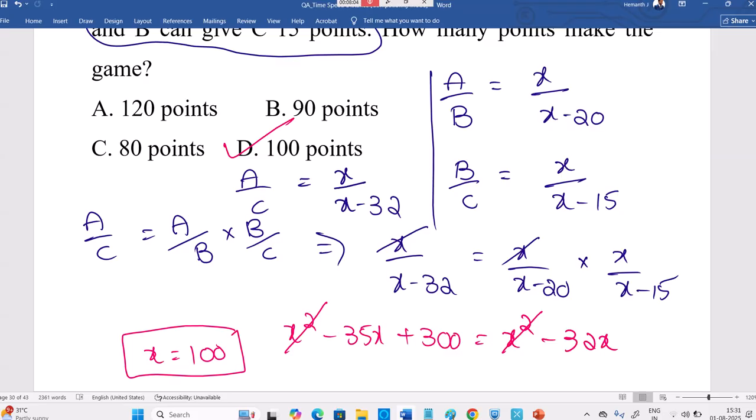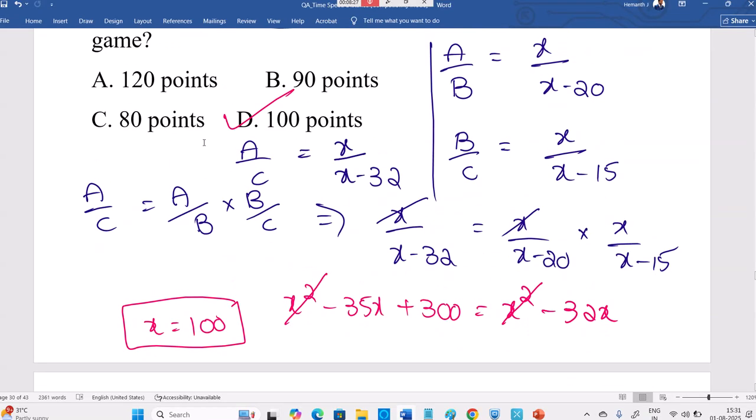One way is you can put the options into the question and solve. The other is that you can attack it directly. A can give B 20 points, so A by B is X divided by X minus 20. B can give 15 points to C. We don't know the game's total points, so we're taking X, then X divided by X minus 15. So we have three statements from the question and we have to relate those three statements. A by C is nothing but A divided by B into B divided by C. Cross multiplying, find the X value, we got 100.